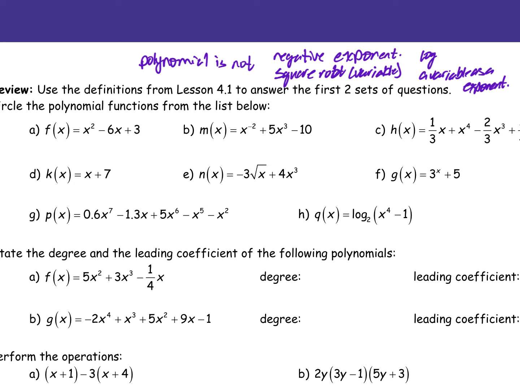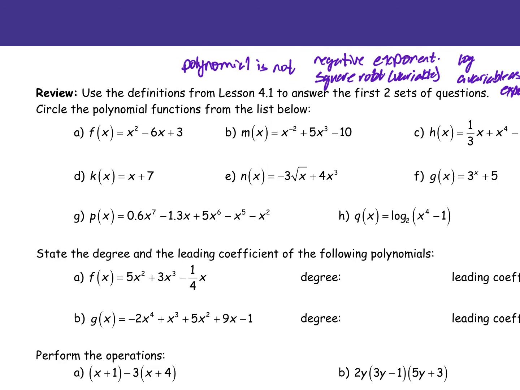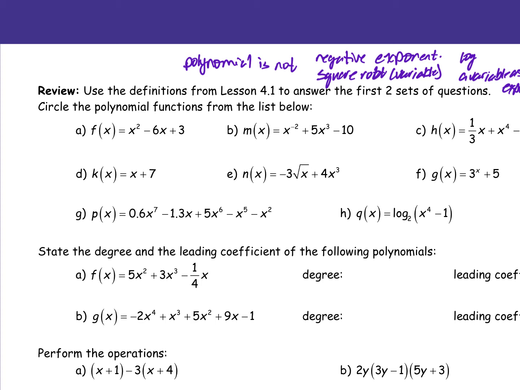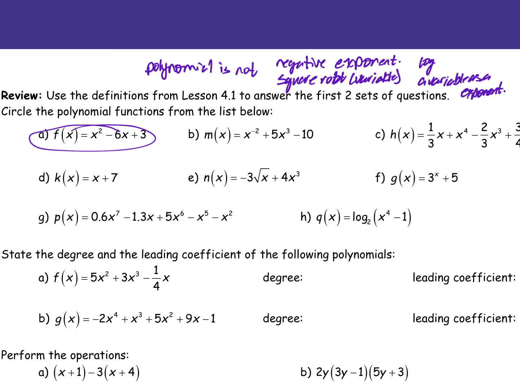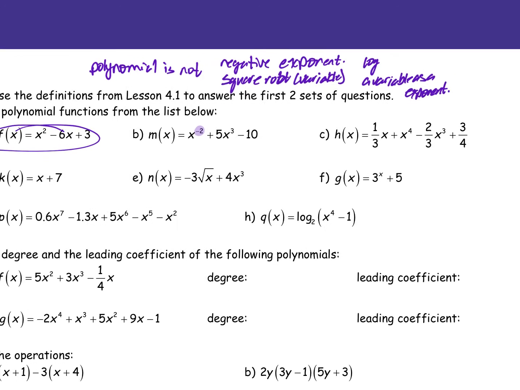So those are some of the things that make it not a polynomial. So does A have any of those? No. A quadratic is also a polynomial, so that is a polynomial. What about B? B has this little negative exponent, so guess what? No.